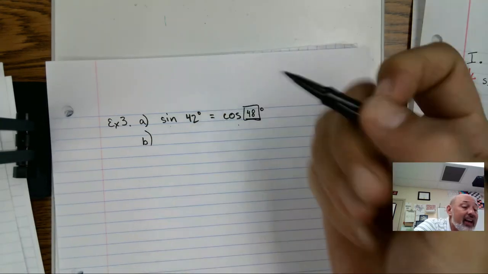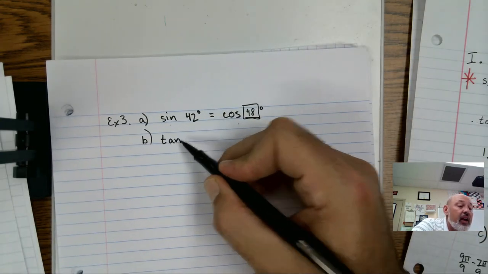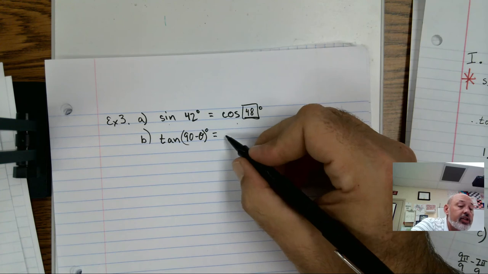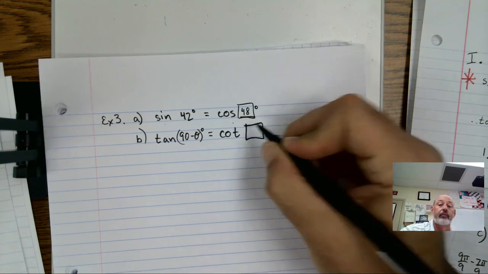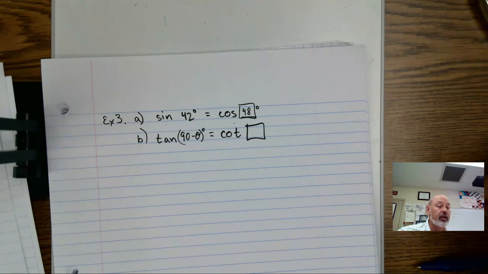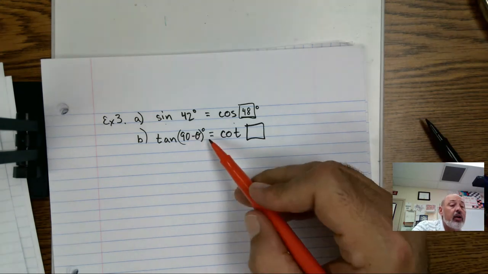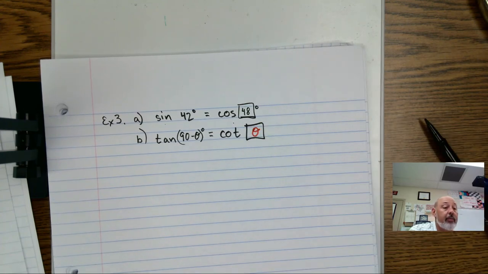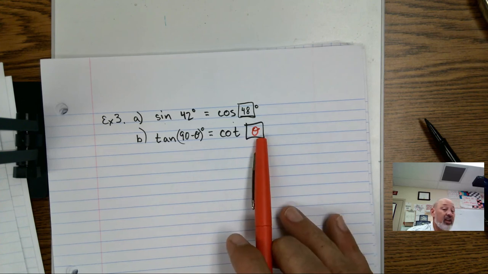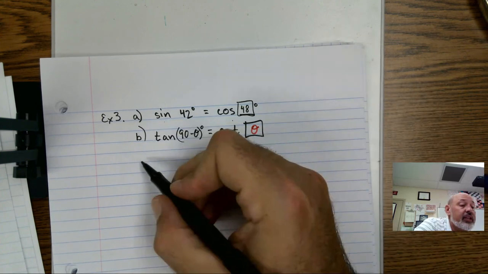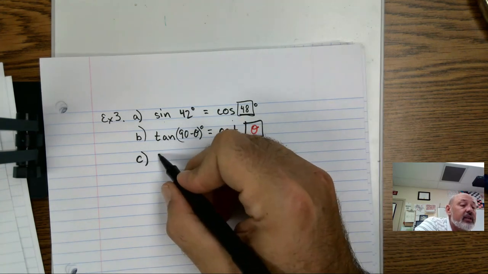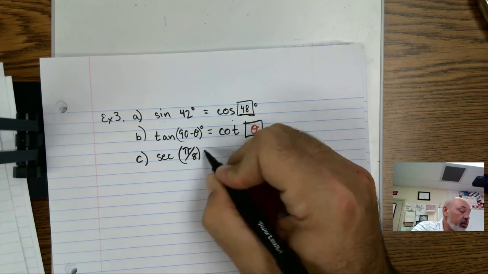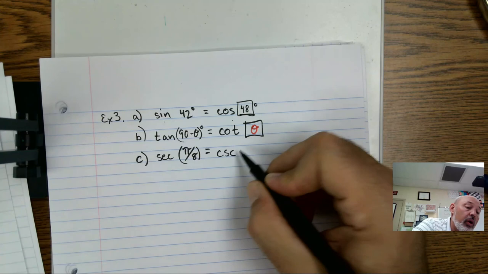Okay, another way to ask that is I would say the tangent of 90 minus theta degrees is equal to the cotangent of what? Same question, just a little bit different. Well, that would just be theta, because the complement of 90 minus theta is theta. I might even do it in radians. So what if I said, okay, the secant of pi over 8 is equal to the cosecant of what?